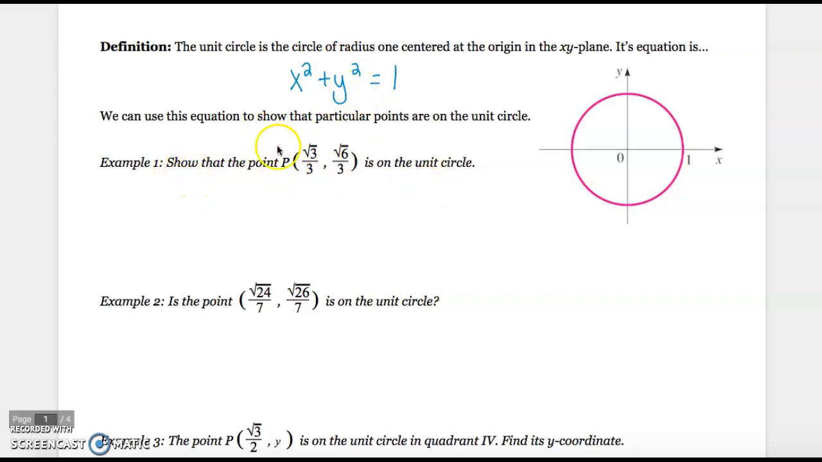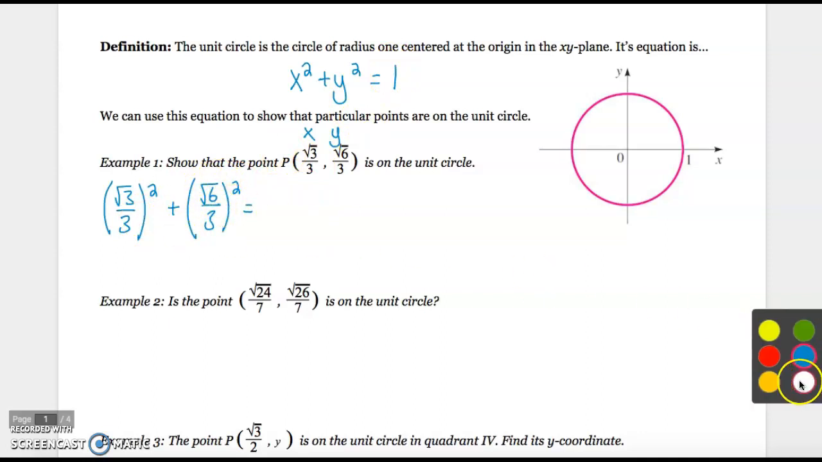So if we're showing that the point is on the unit circle, here is my x value and here is my y value. So I'm going to plug those into that equation. So I'll have square root of 3 over 3 squared, because that's my x value squared, plus square root of 6 over 3 squared. That's my y value, and I don't want to write that they equal 1 yet. I have to show that they equal 1, so I'm going to work with them a little bit until they do equal 1.